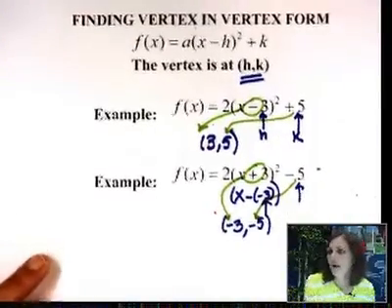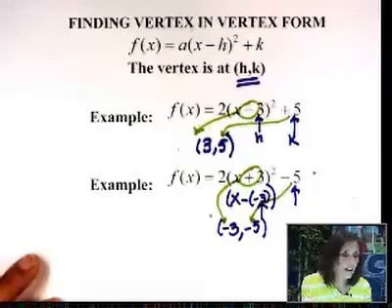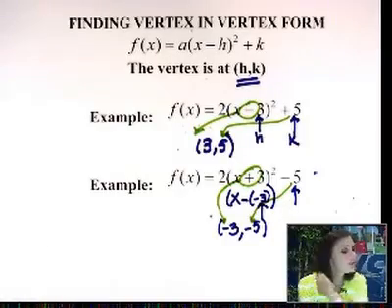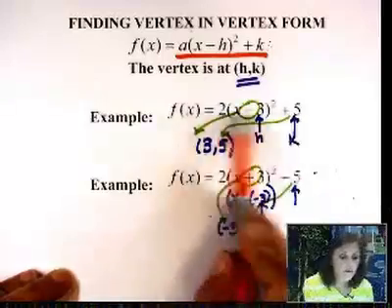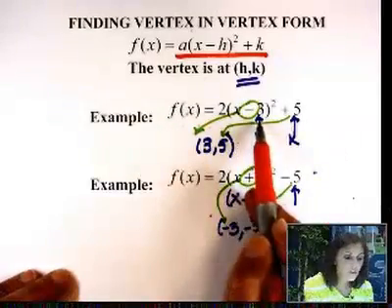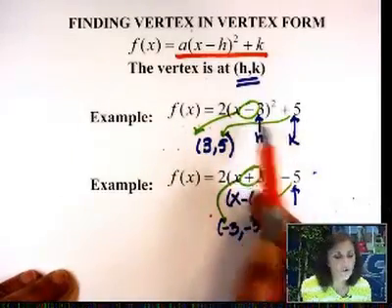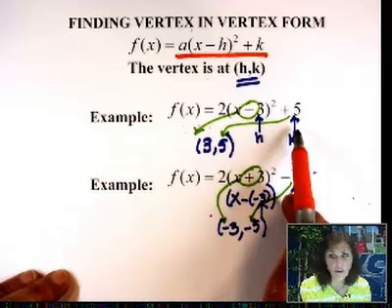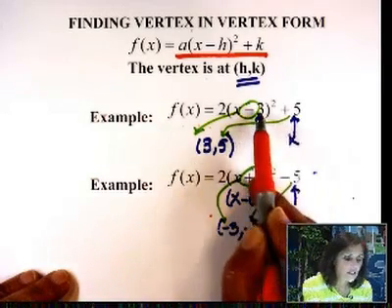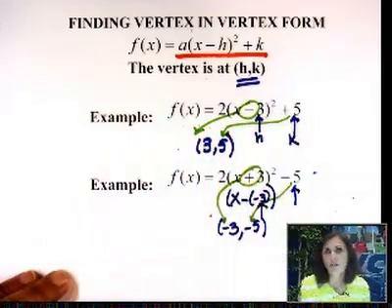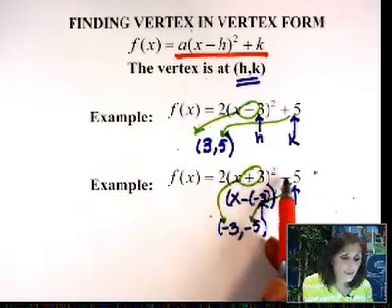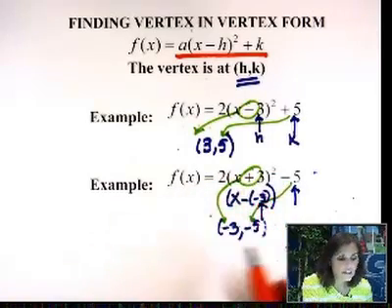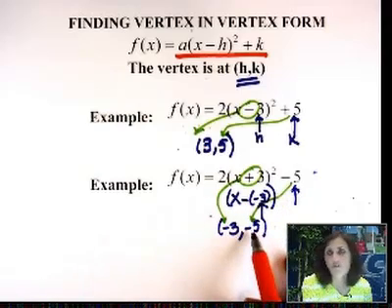Now, when you try to find the vertex in the vertex form, what do you need to do? You're going to put it in this form, and it's already in this form if you look at it. So this is going to be your h, the x-coordinate of your vertex. This is going to be your k, the y-coordinate of your vertex. In this case, it's (3, 5). (3, 5) is your vertex. Here's another example. You may have a plus or minus, doesn't matter. In this case, it's (-3, -5), your vertex.